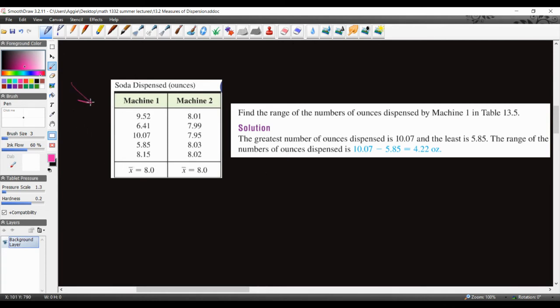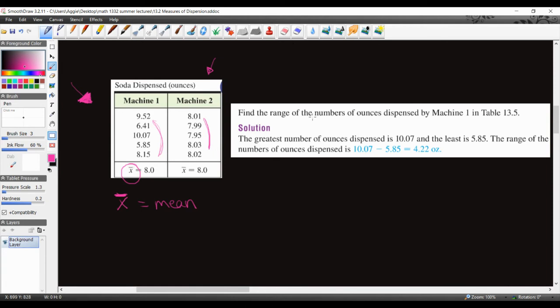Here we have some data of soda dispensed from a machine, in ounces, in two machines. Machine one has, in some cups, 9.52 ounces, 6.41 ounces, 10.07 ounces. These are just the different number of ounces dispensed per cup. Machine two has 8.01, 7.99. You can see that these are a little bit smaller. This right here represents the mean, the arithmetic mean that we saw before. So when they say 8 fluid ounces per cup that you're going to get served, that's the average of what it should be, but this is what actually happened in these two machines.